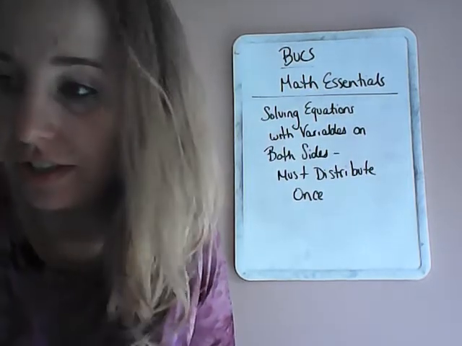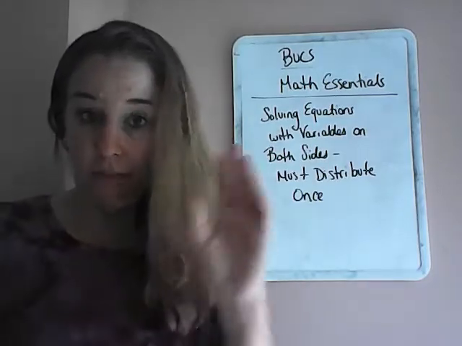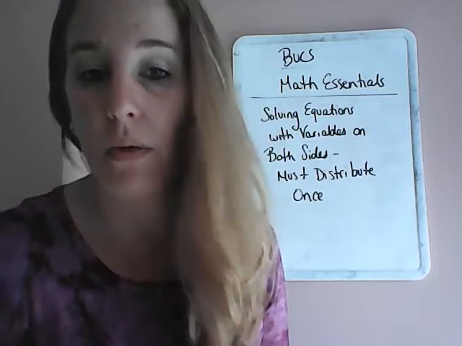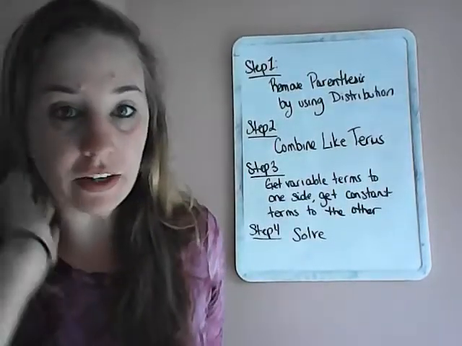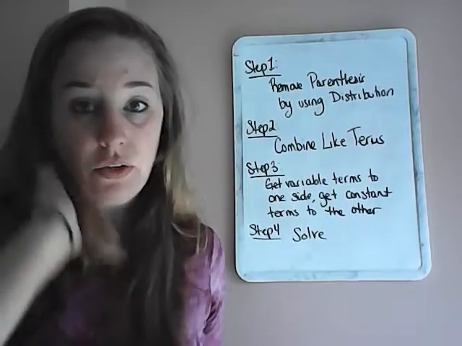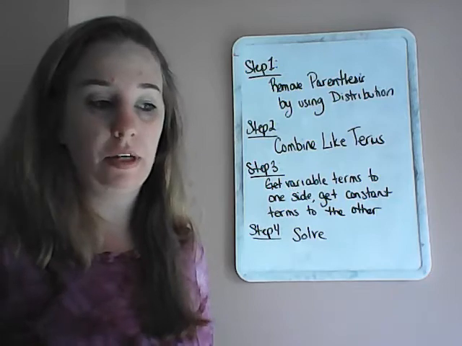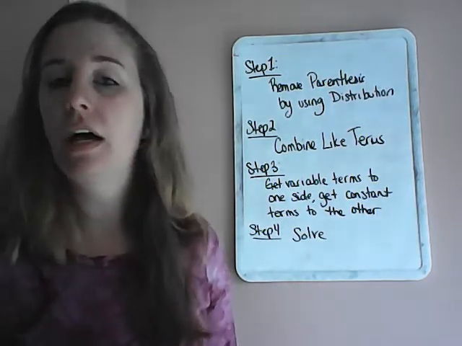Hey, Math Essentials. So this week we're going to work on solving equations with variables on both sides, where you have to distribute once. So that's what we're working on. Here are the steps that you can use in order to solve these. You can copy this down in your notebook, take a picture. I prefer that you copy it down because you're more likely to remember and understand.